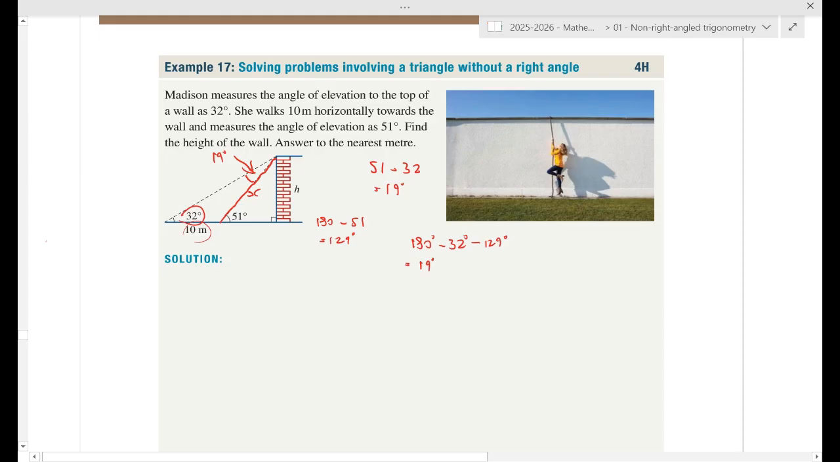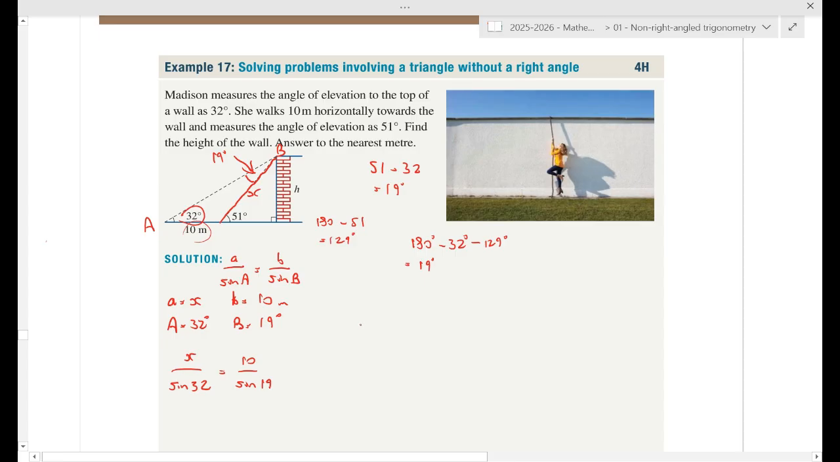So I'm going to label these sides A and B up there. So we're using a over sine A equals b over sine B. Okay, do we know what little a is? It is x at the moment, that's our unknown. But big A is 32 degrees. Little b is 10 meters. And big B, we've just worked out, is 19 degrees. So we chuck that in. So x over sine 32 equals 10 over sine 19.